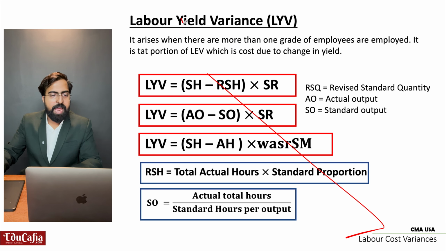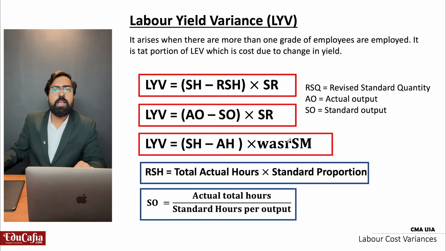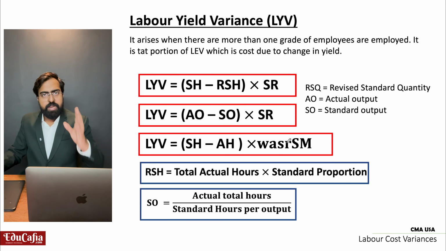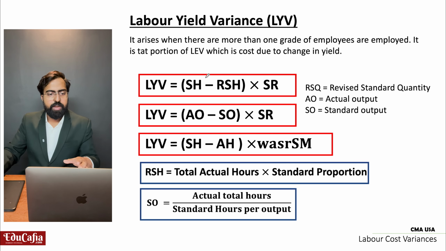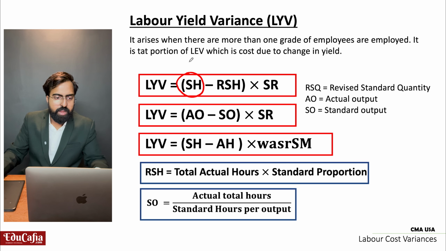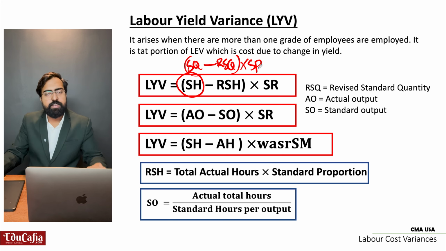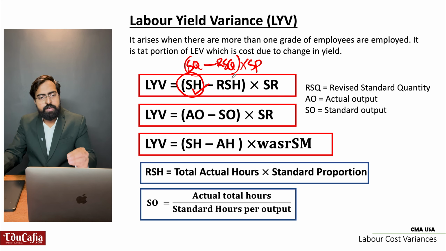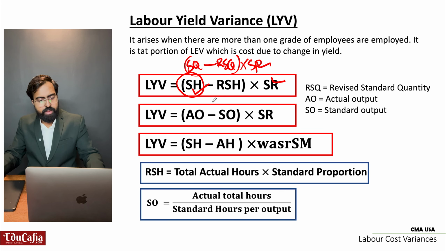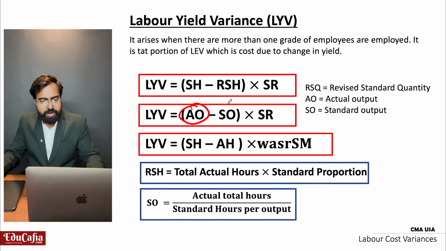Then labor yield variance. In material yield variance, what was the equation? Standard quantity minus revised standard quantity into standard price. Here, instead of quantity, it is hours. Instead of price, it is rate. That's all. Here, actual output minus standard output into standard price. Instead of standard price, it is standard rate.